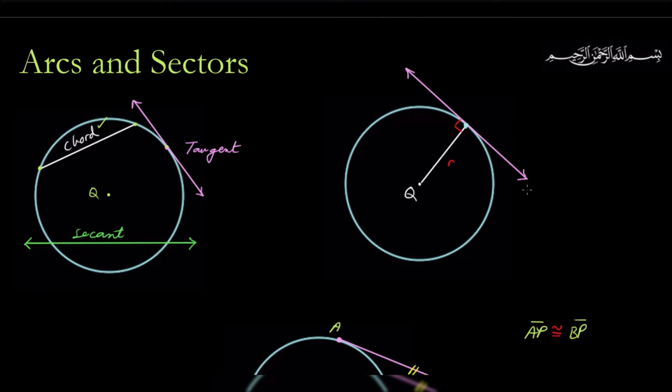And I suggested to you before that the remainder of the chapter is basically more theorems that relate to chords, tangents, and secants. However, before we learn those theorems, we have to know about arcs and sectors, two additional concepts that we have to master, and that's what we shall do today.